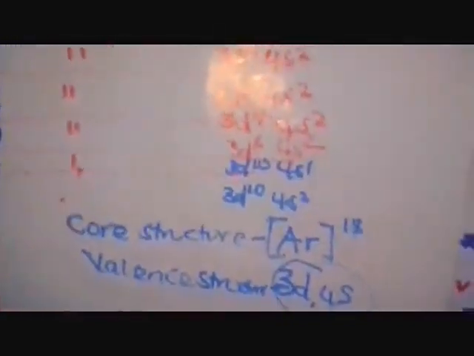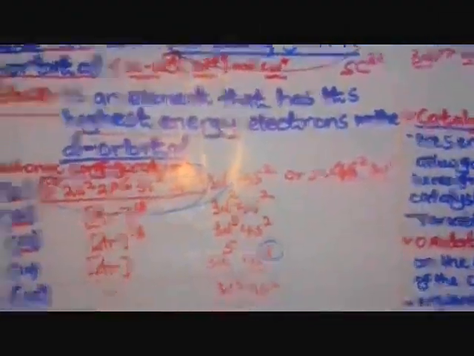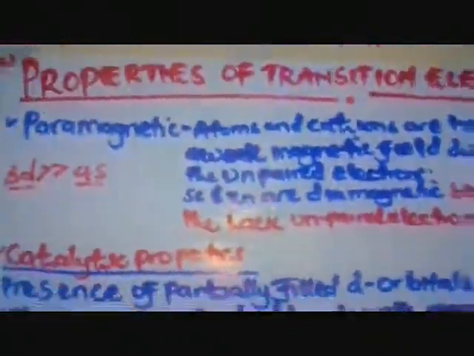Now members, I'm assuming you have looked at the configuration which you are writing. Don't forget this: it is only copper having power 1 at S. The rest have S power 2. Then don't forget that it is a transition element if it is having partially filled orbitals, with less than 10 electrons. Then you are D block because your highest energy level is the D orbital. Now let us look at the properties of transitional elements.